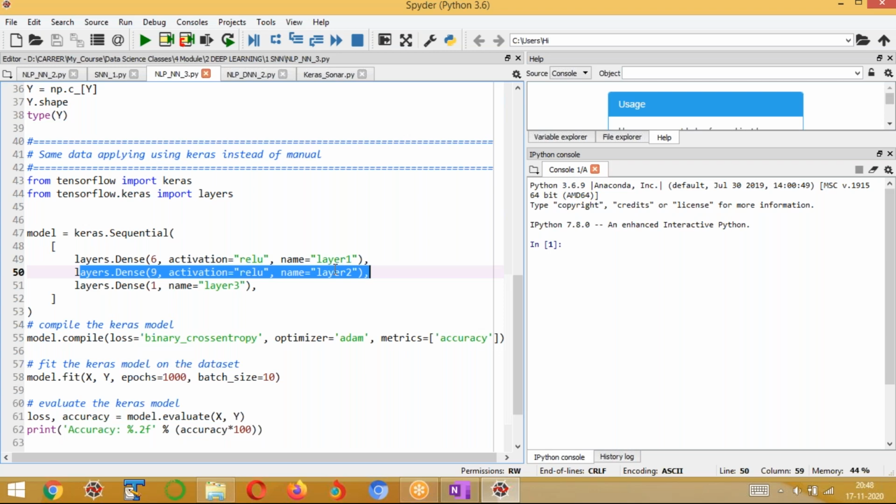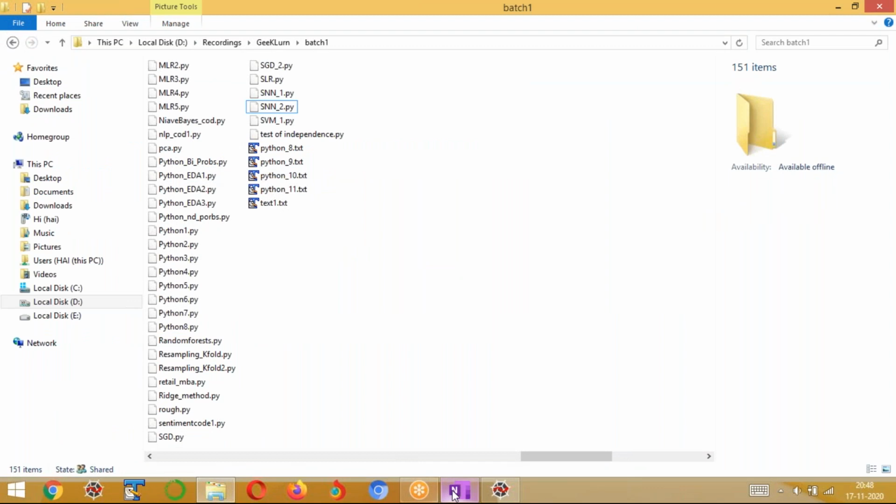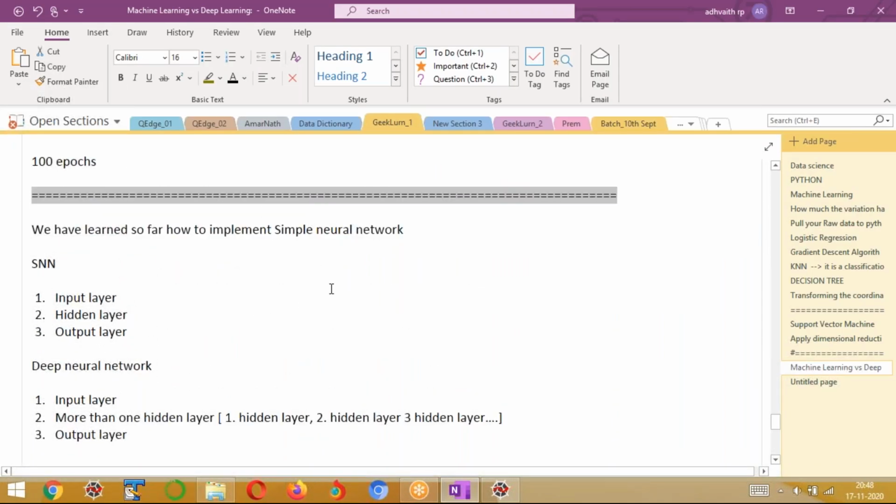If you do not meet your accuracy, then you can try deep neural networks. If you do meet your accuracy, then no need to worry. If you are successful in the first attempt only, then no need to go for deep neural networks. If you do not get the accuracy, then you can try. That is the only way. All right. Now let's go for the next one.